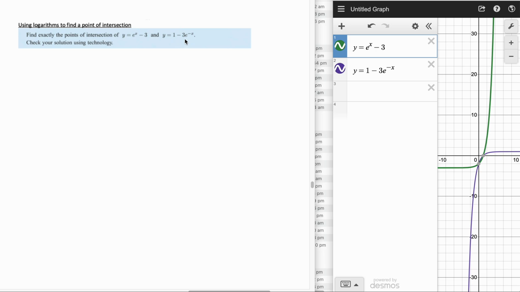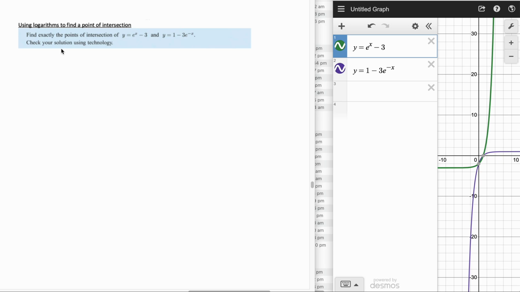This one has a lot more happening to it. According to CBAD, it's been reflected in the y-axis, reflected in the x-axis, vertically stretched by a factor of 3, and translated up 1. So find exactly the points of intersection and then check your solution using technology.